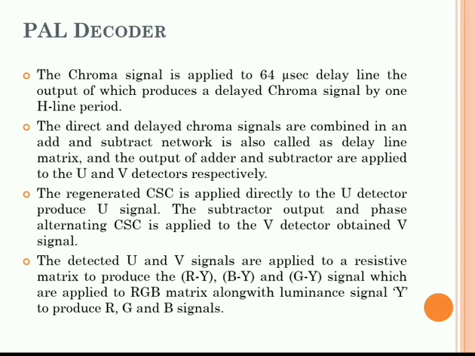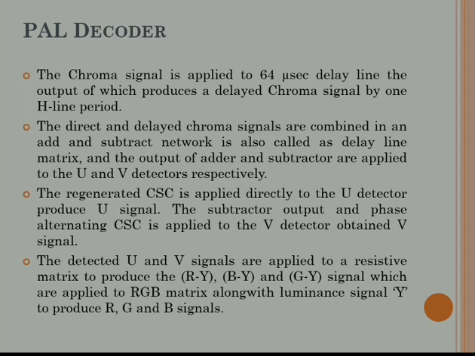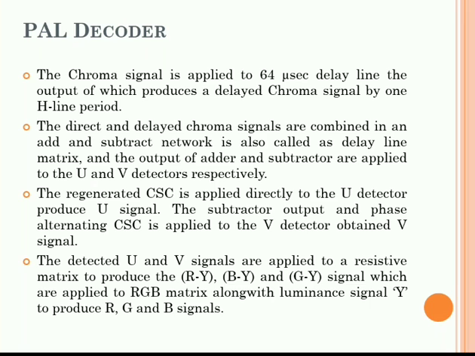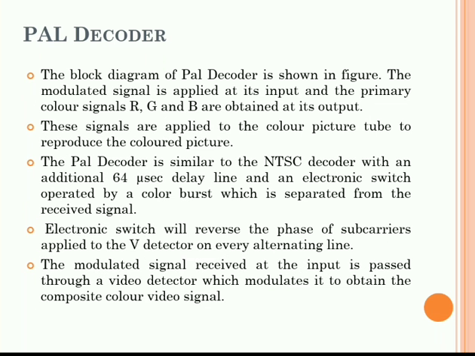And the original chroma signal we will pass through the chroma amplifier to the adder. Okay, these are the two signals. The same output of the chroma amplifier we will give at two different places. At one place we will give it to the adder, and at another place to the 64 microsecond delay, so that delay will be produced in that chroma signal. The direct and delayed chroma signals are combined in an add and subtract network, also called the delay line matrix. Okay, we have added and subtracted, as you can see in the diagram.